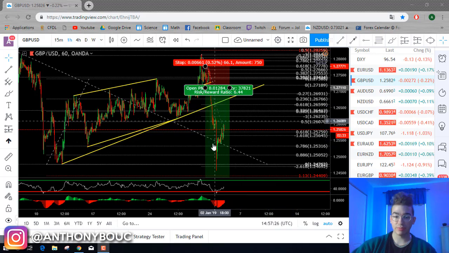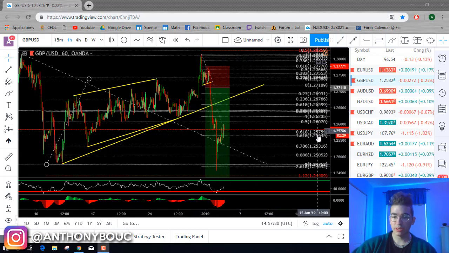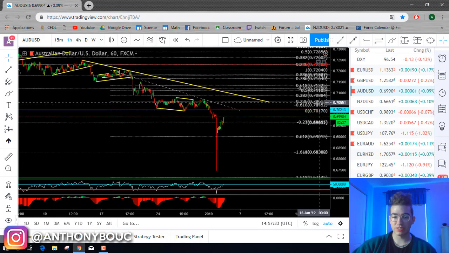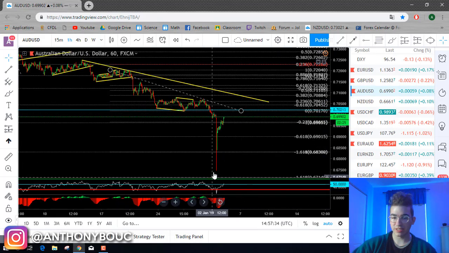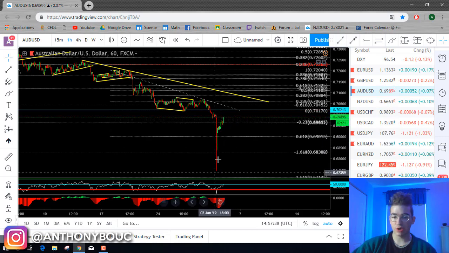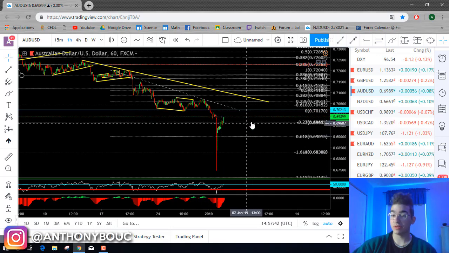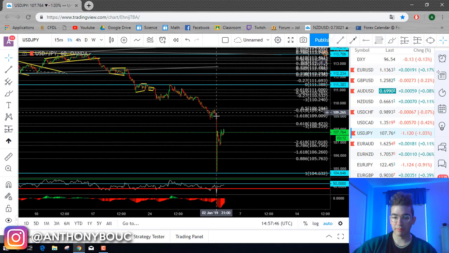So you can see here on GBPUSD it also dropped pretty hard, but that was not the hardest drop. For example, in AUD/USD we saw something even more massive. You see that it already retraced pretty much the whole drop, but we saw this big drop that happened very quickly.